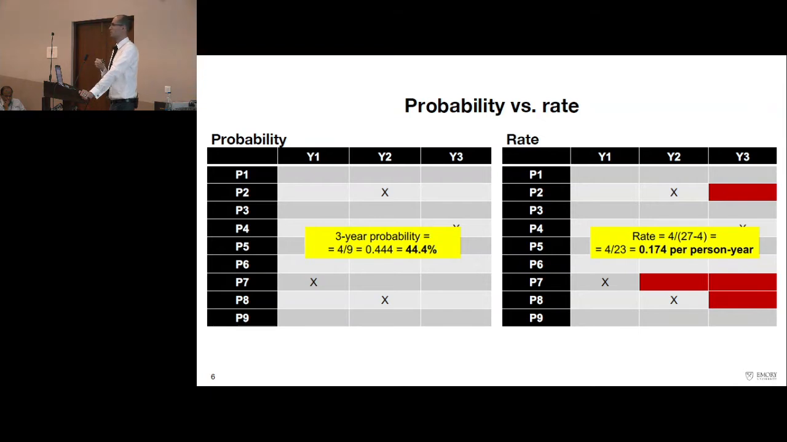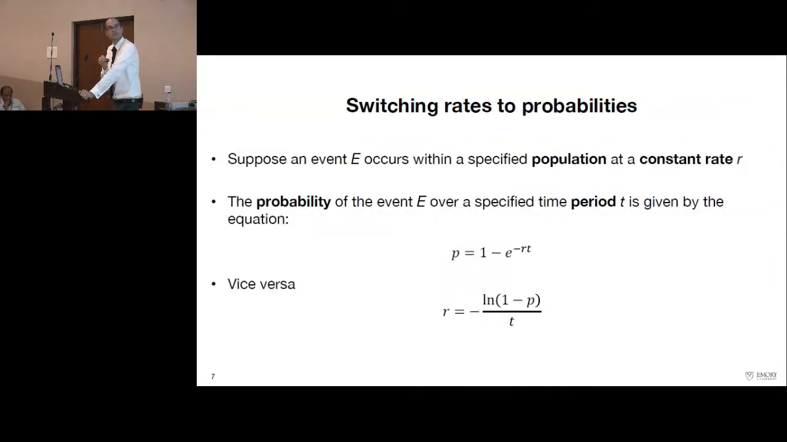If we wanted this per 3 years, we could just multiply this number by 3, that's the RT. So R is the rate per some unit of time. And if we want the probability over a certain time period, then we just need to scale the rate to that appropriate time period. This is the formula to get it the opposite way. It's just an inverse of the same function.